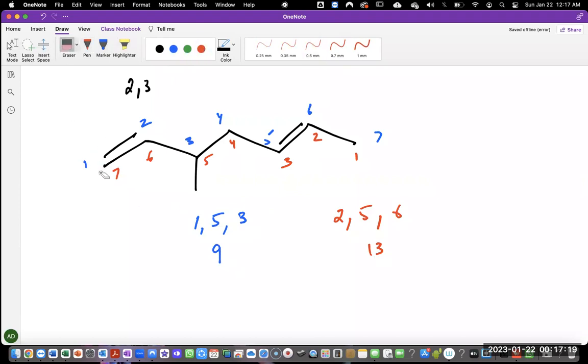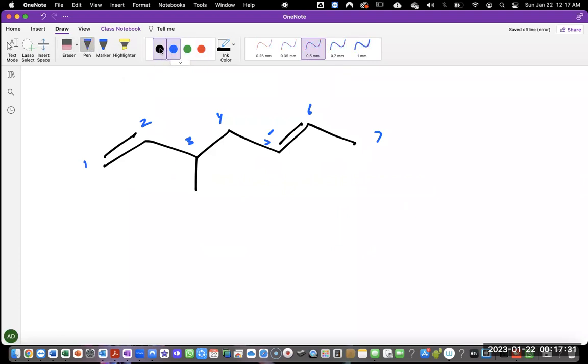So we're going to get rid of the red numbering. Okay, so we have the blue numbering, and let's see how to answer this. Your first job is to get the last name, and the last name comes from the longest chain. Your longest chain has how many carbons? It has 7 carbons. So it's hept, right?